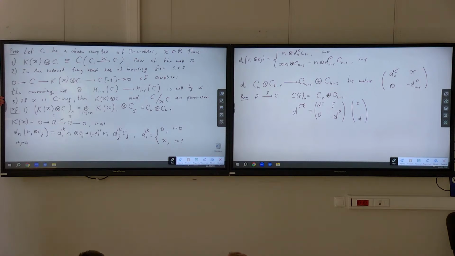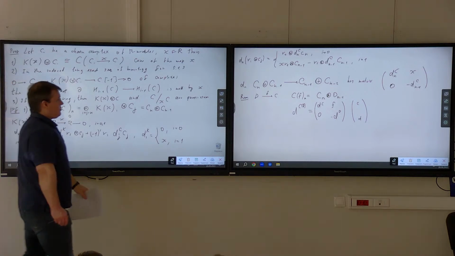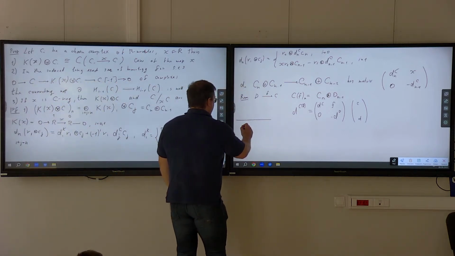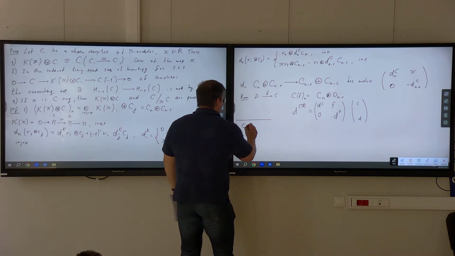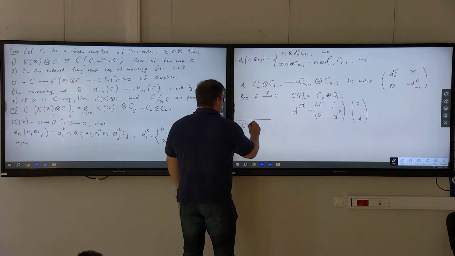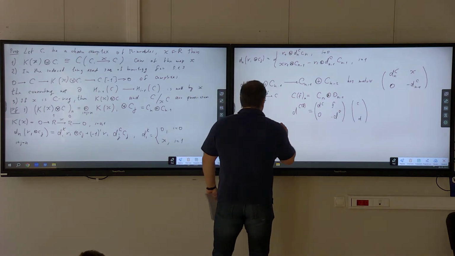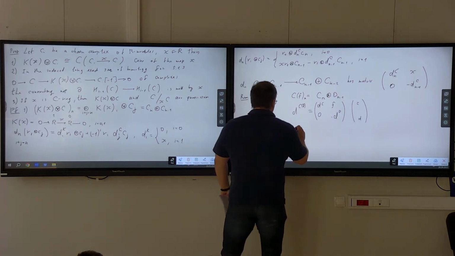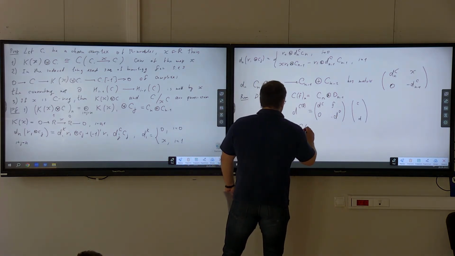Can you repeat what the general property is? The general property, you can find it in the first assignment. It will be something like this. You have, say, C prime, a subcomplex inside C, right? So say this is an embedding. And then there is a quasi-isomorphism between the cone of this embedding and the quotient.